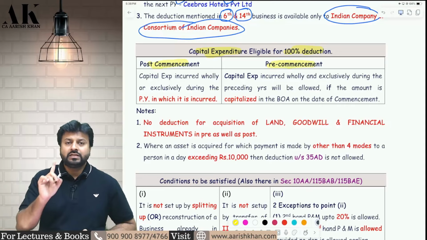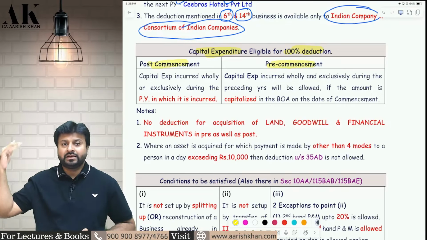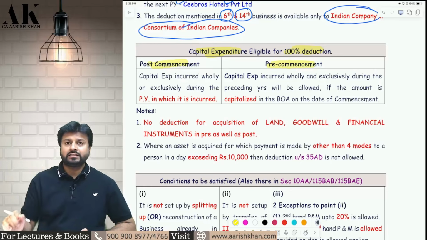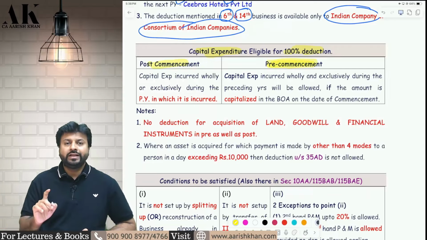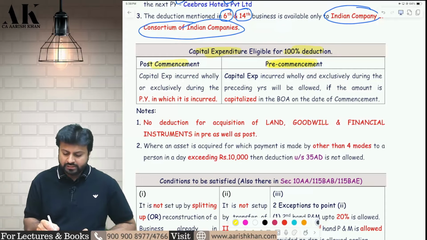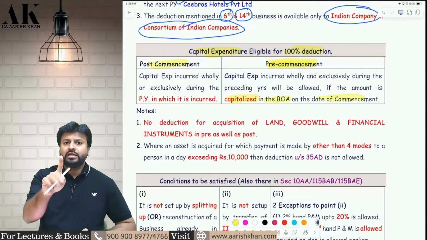For pre-commencement, there is no time limit of 3 years, unlike the scientific research deduction where there is a 3 year time limit. Here there is no time limit. Even if the expenditure is 5 years old, you will get the deduction. So you will get 100% deduction of pre-commencement expenditure. But the only condition for taking pre-commencement deduction is that your expenditure should be capitalized in the books of accounts on the date of commencement. If you do that, you will get the deduction.